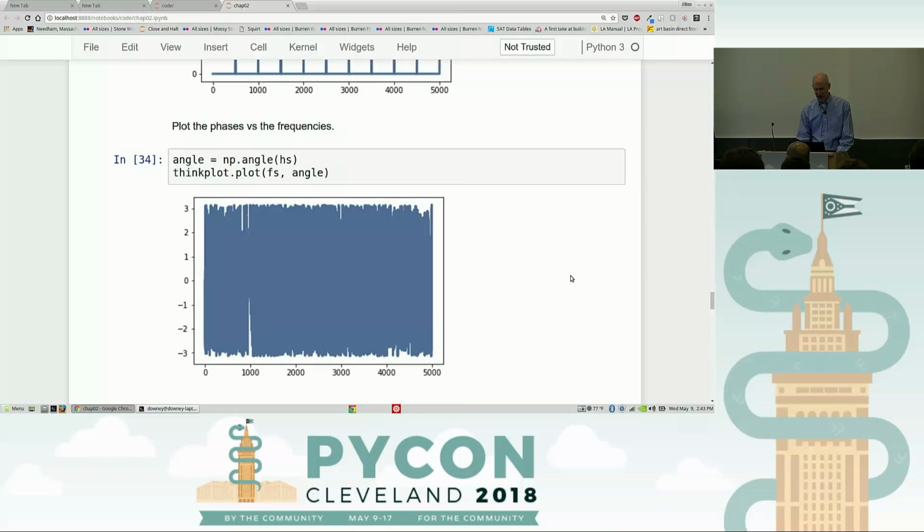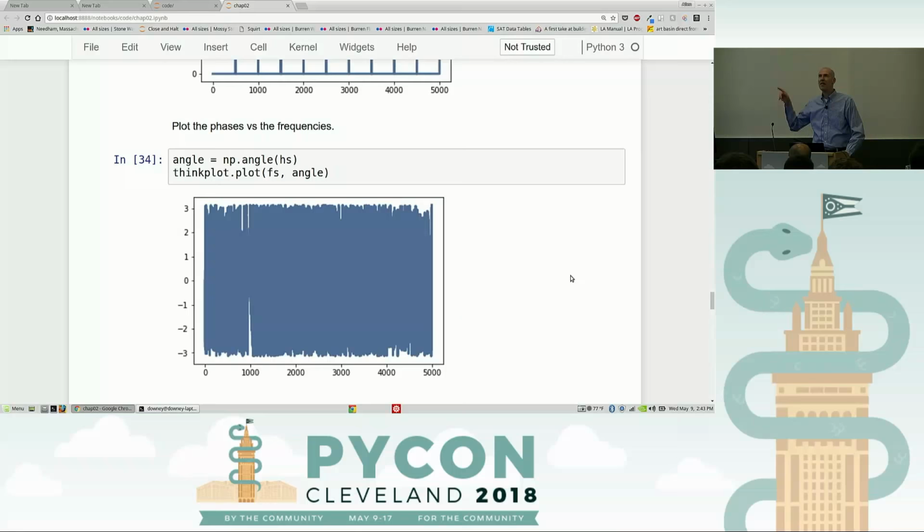And the range here, these are in radians. So you can think of these as being angles on a circle from 0 to 360 degrees. Or in radians, it's from 0 to 2 pi. Or if you prefer, it's from negative pi to positive pi. So that's why the vertical axis there is from roughly negative 3 to positive 3, because pi is about 3.